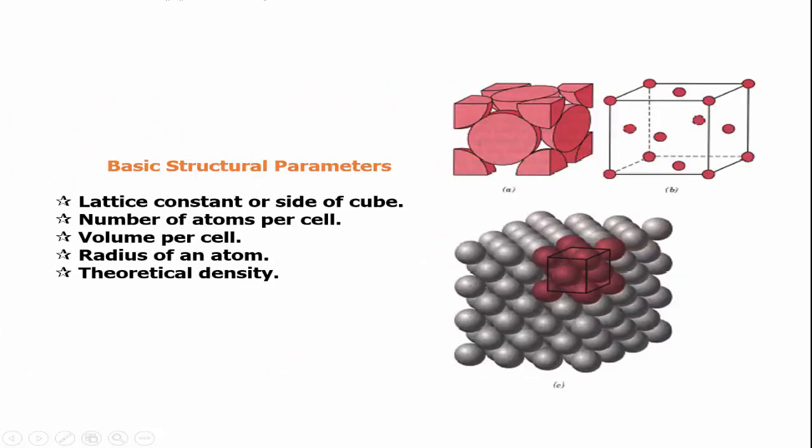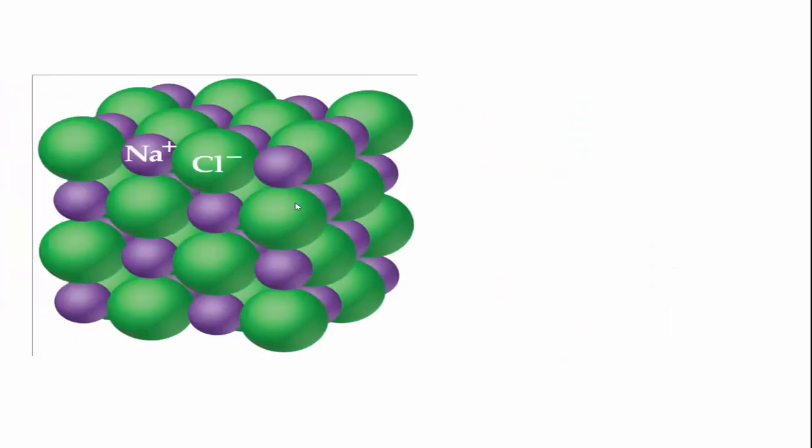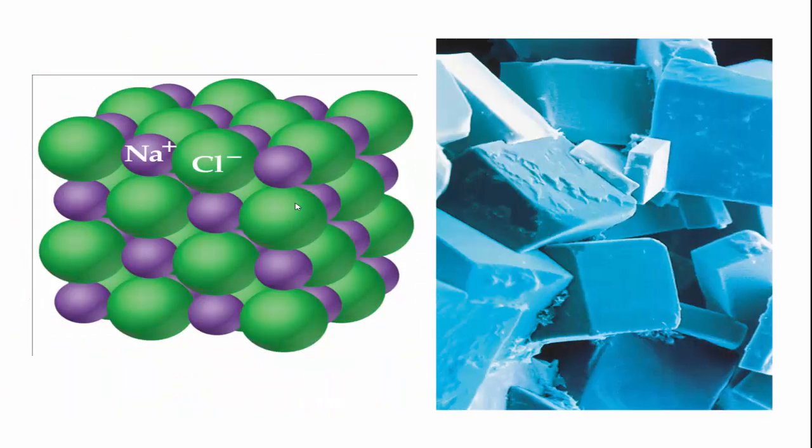So these are some basic structural parameters. We have the lattice constant or side of cube. We have the number of atoms per cell. We have the volume per cell. We have the radius of an atom and the theoretical density. This is an example of Na plus and Cl minus.